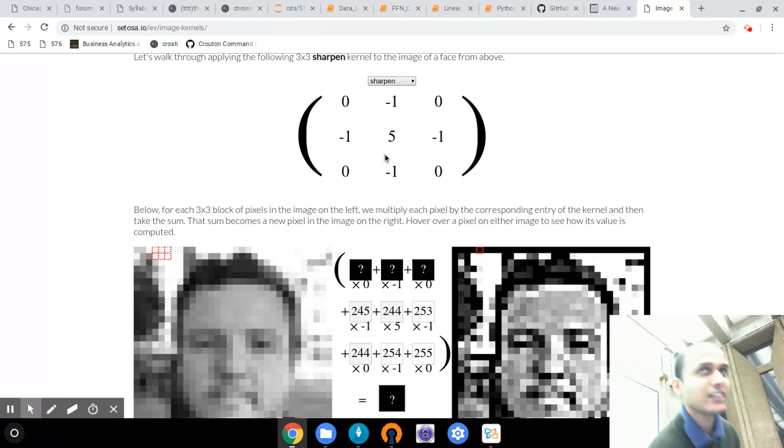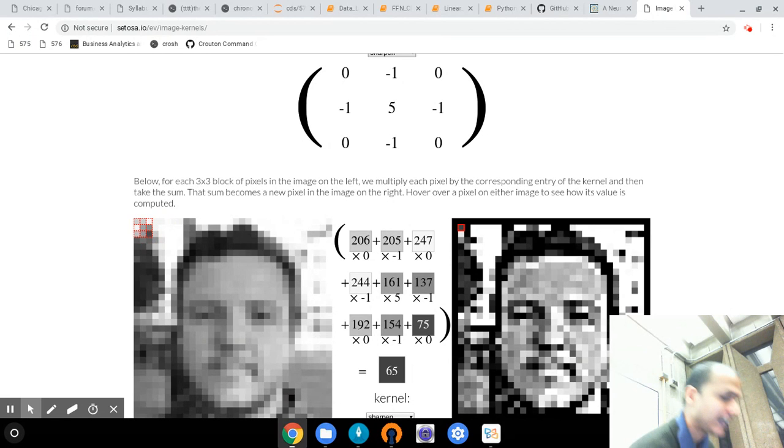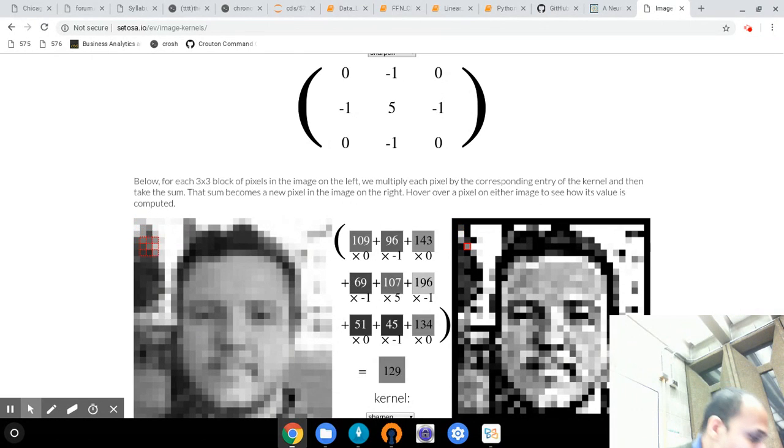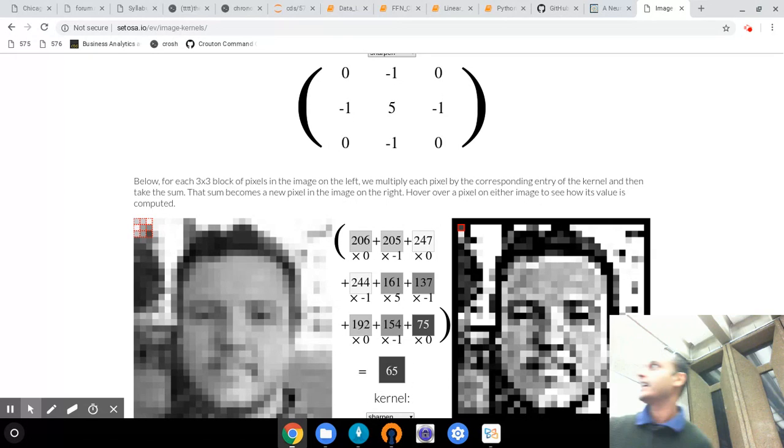Then I'm going to look at the top 9 numbers in this case. Can you see the cursor hovering on the 9 numbers and getting element wise multiplied in the center part? The 9 numbers in this case were 206, 205, 247, and so on. They're getting multiplied element wise by 0, -1, 0, and so on, 3 cross 3. Ultimately the number is 65, and that number is highlighted in red at the top.